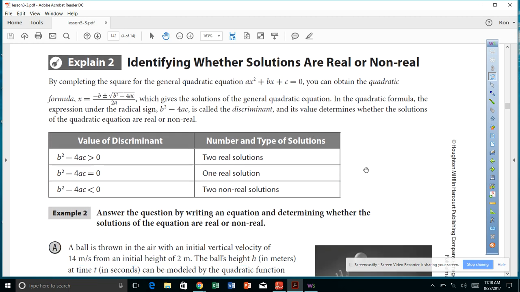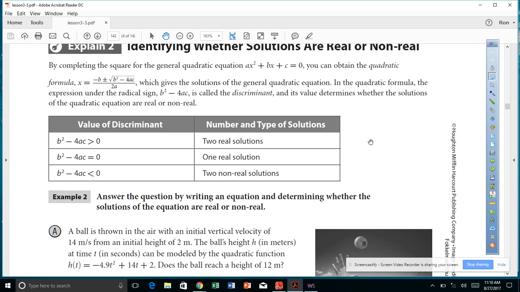Identifying whether solutions are real or non-real. By completing the square for the general quadratic equation ax squared plus bx plus c equals 0, you can obtain the quadratic formula x equals negative b plus or minus the square root of b squared minus 4ac over 2a, which gives the solutions of the general quadratic equation. In the quadratic formula, the expression under the radical sign, b squared minus 4ac, is called the discriminant, and its value determines whether the solutions of the quadratic equation are real or non-real.